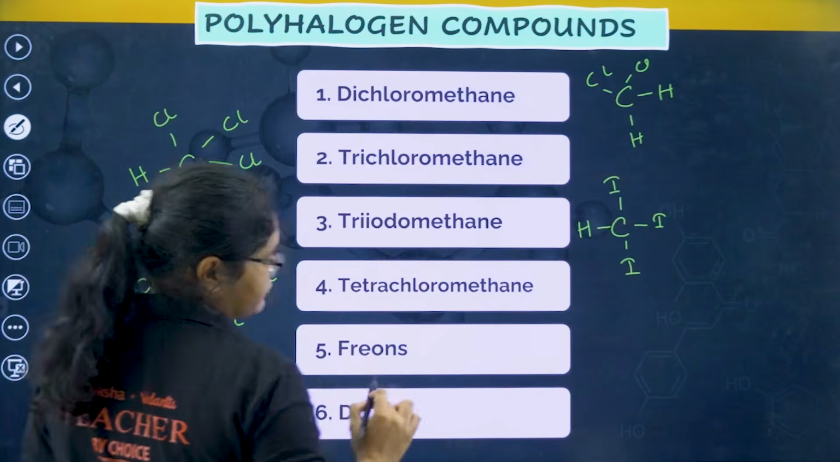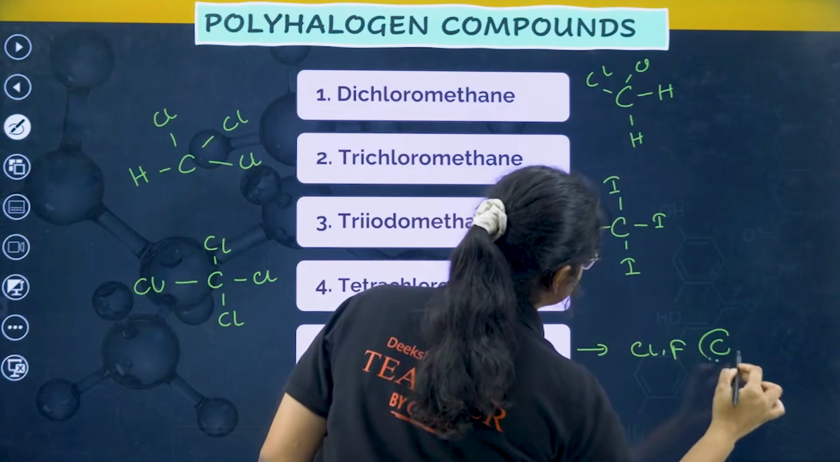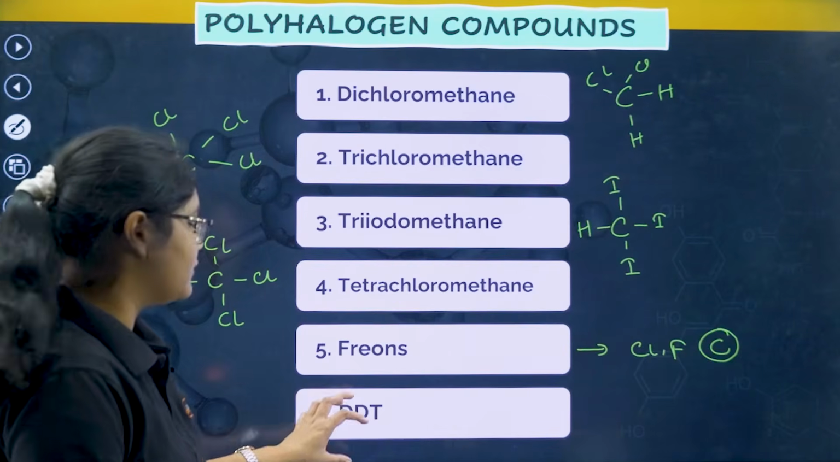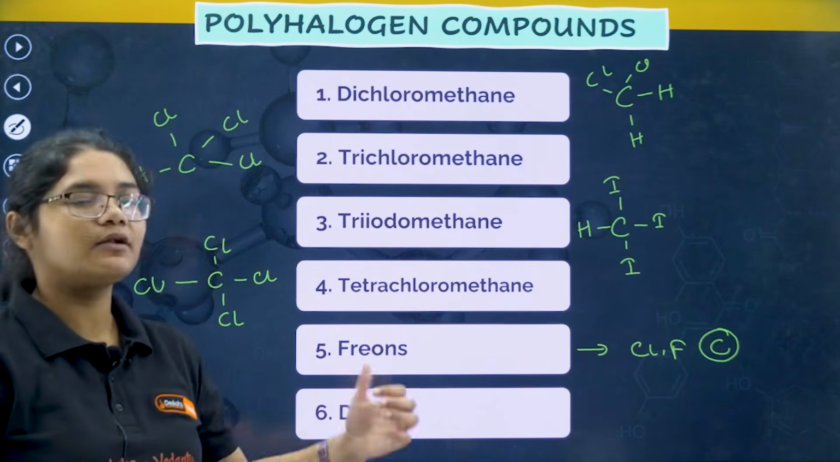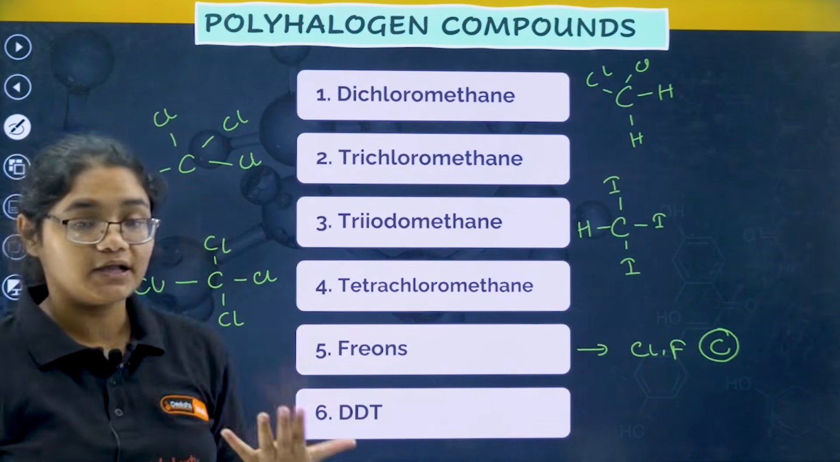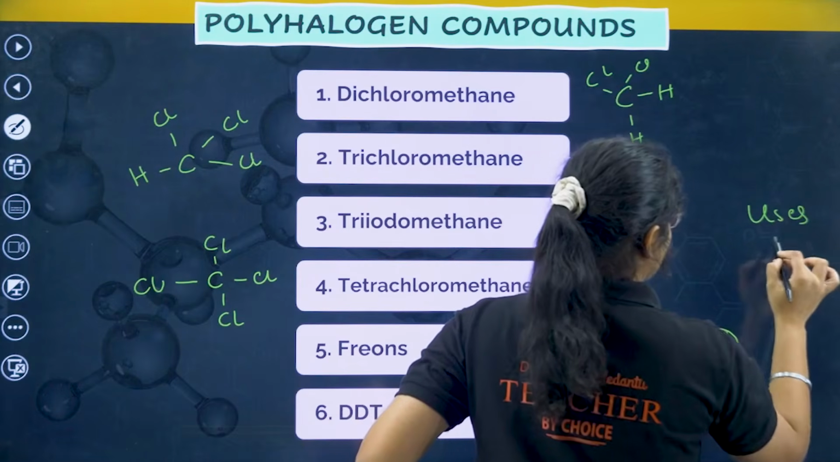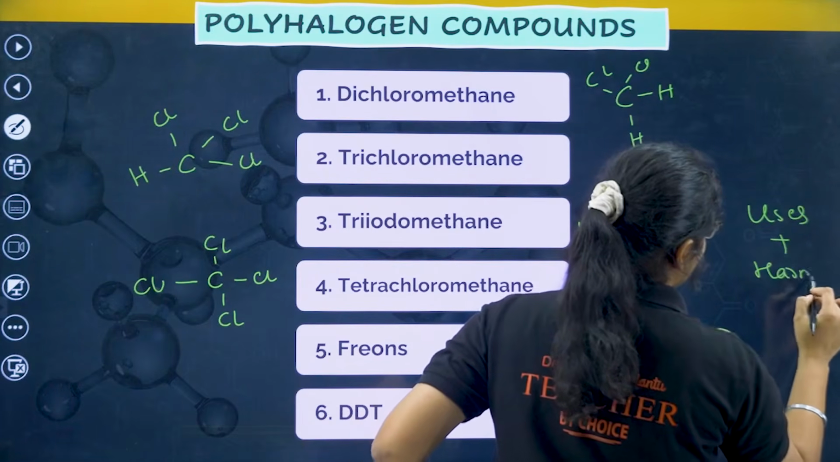Then you have freons. Freons means you have chlorine and fluorine attached to the same carbon. And then you have DDT. It is a chemical compound with a complex structure. We'll study about this. Basically, what we are going to study about these compounds are their uses plus their harmful effects.